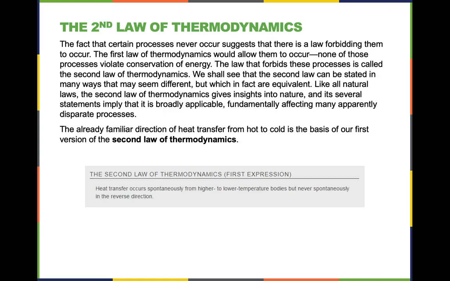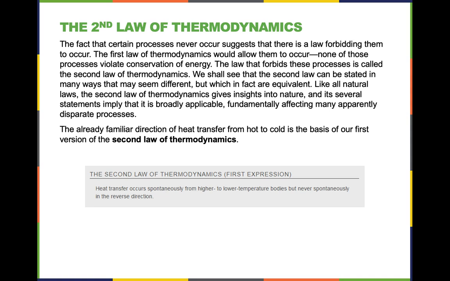So the second law of thermodynamics: the fact that certain processes never occur suggests that there is a law forbidding them to occur. The first law of thermodynamics would allow them to occur. None of these processes violate conservation of energy. The law that forbids these processes is called the second law of thermodynamics. We shall see that the second law can be stated in many ways that may seem different, but which in fact are equivalent. Like all natural laws, the second law of thermodynamics gives insight into nature, and its several statements imply that it is broadly applicable, fundamentally affecting many apparently disparate processes.